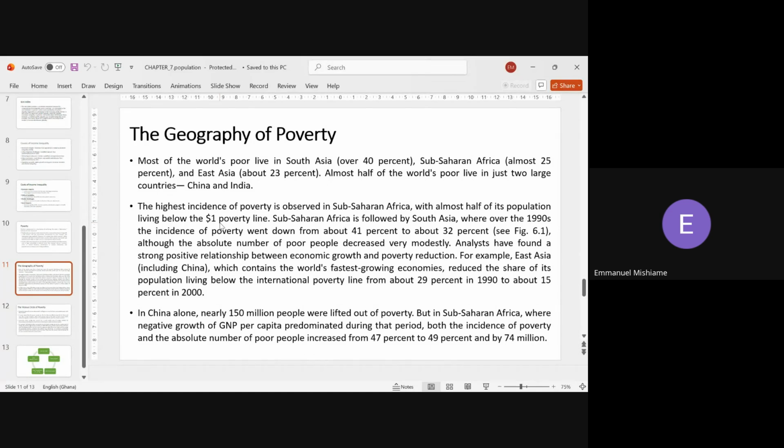This means that even if you convert the $1 into your own currency, you are not able to spend up to that amount per day. If you come to Ghana, what is the dollar rate currently? I don't know if it's around 10 or 11 or 12. Let's put it at 12 cedis essentially. This means that about half of Africa's population are not able to even spend up to 12 cedis per day. That is essentially extreme poverty.